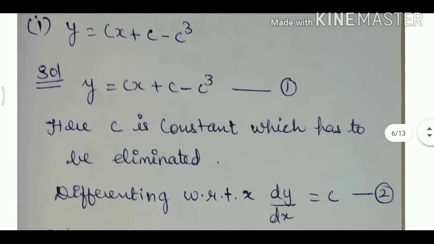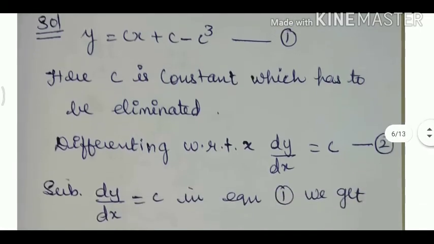If you differentiate with respect to x, we are getting dy by dx equal to c, because when c into x is differentiated, we are getting 1. So 1 into c, then plus c becomes 0, because it is a constant, an arbitrary constant which has no variable. Here for cx only x is the variable, so if you differentiate it you are getting 1. So 1 into c equal to c. We take this as the second equation.